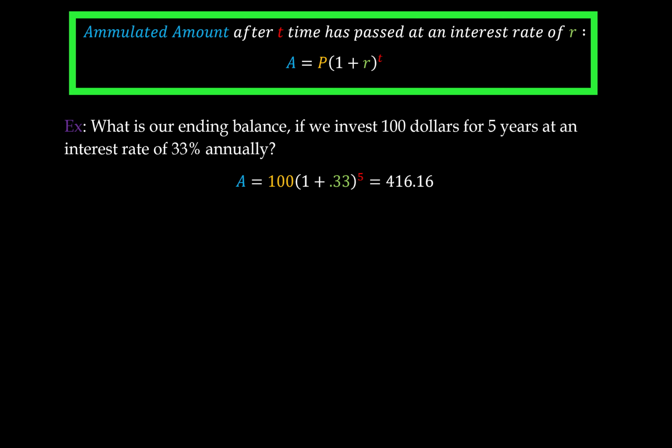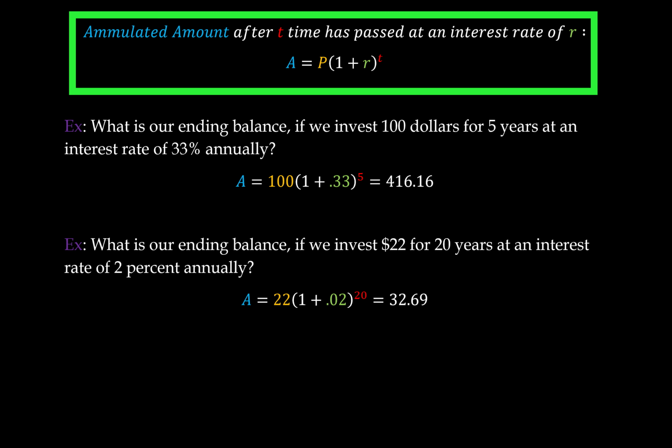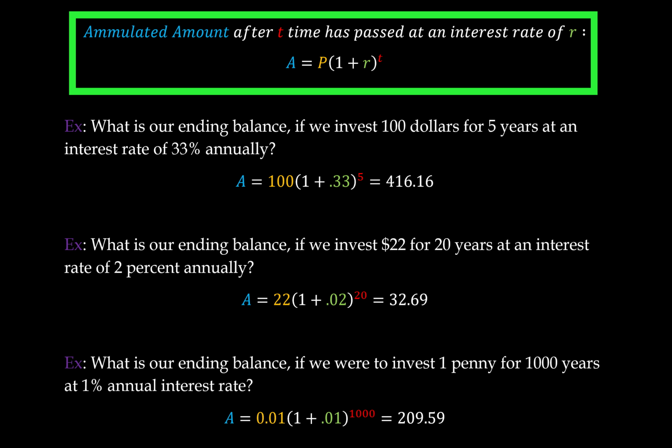So if we invest $100 for 5 years at an interest rate of 33% annually, after 5 years, I would have $416.16. If I were to invest $22 for 20 years at an interest rate of 2% annually, then after 20 years, I would have $32.69. If I were to invest 1 penny for 1,000 years at a 1% annual interest rate, after 1,000 years, I would have $209.59.